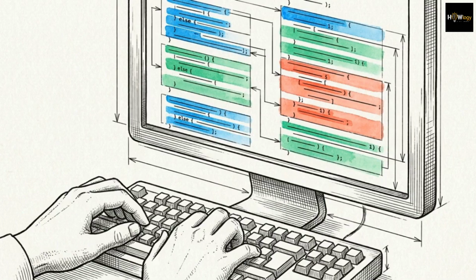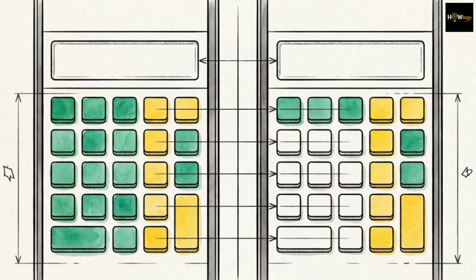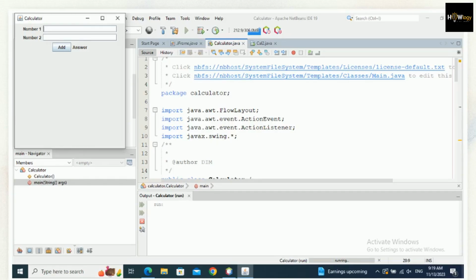For developers, this meant they could write the code for an application exactly once. Whether the user opened it on a Windows 98 machine or a brand new iMac, the interface was guaranteed to look exactly the same. Let's look at how this is actually constructed.